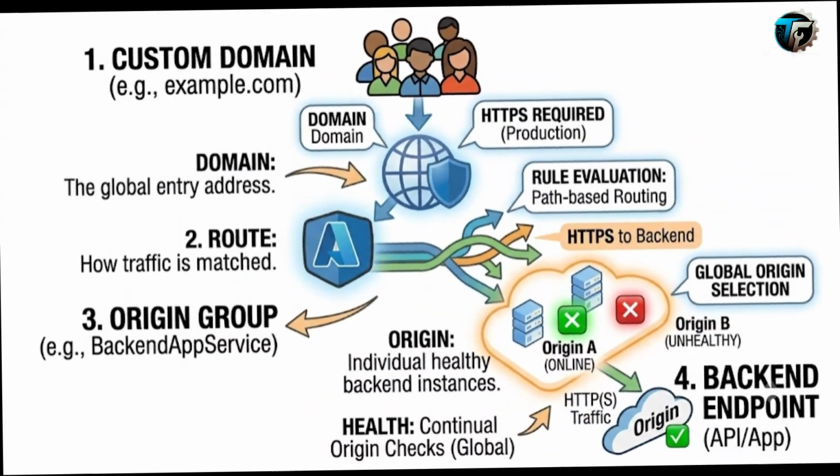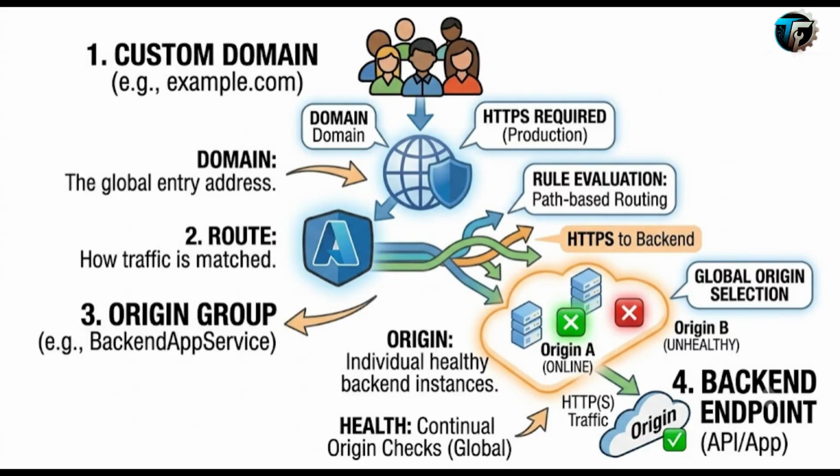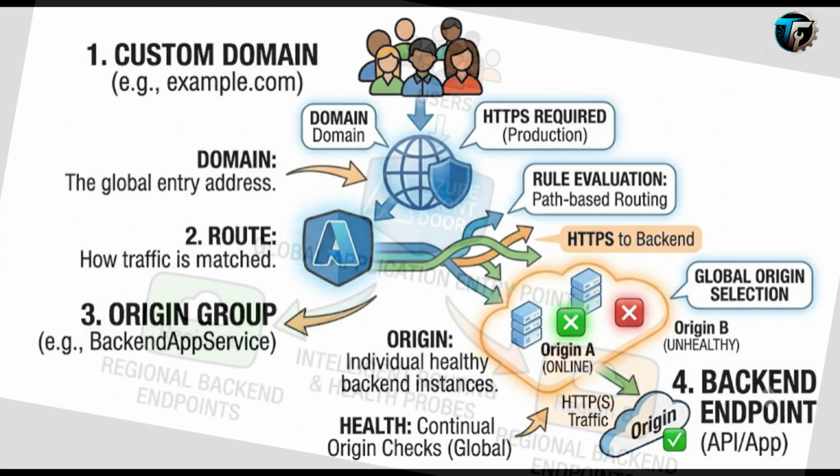Now we connect the pieces. A user accesses a domain. Front Door evaluates the configured route. The route determines where the request should go. The origin group contains the backend endpoints. Health information helps the architecture avoid unhealthy backends. And for production applications, HTTPS and custom domains are essential considerations.